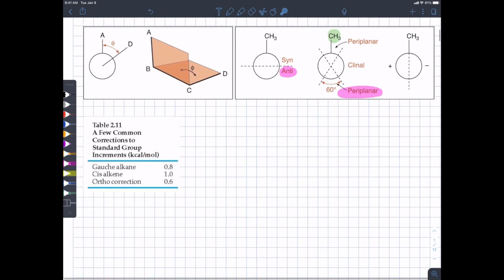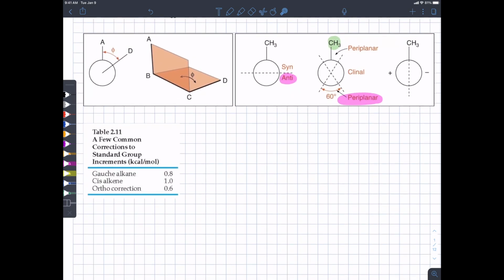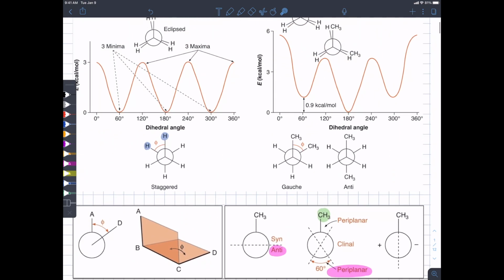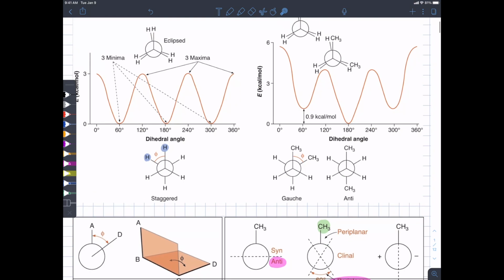Okay. And your book will give you some useful increments. It's good to know that each eclipsed carbon-hydrogen interaction is worth about a kcal per mole.